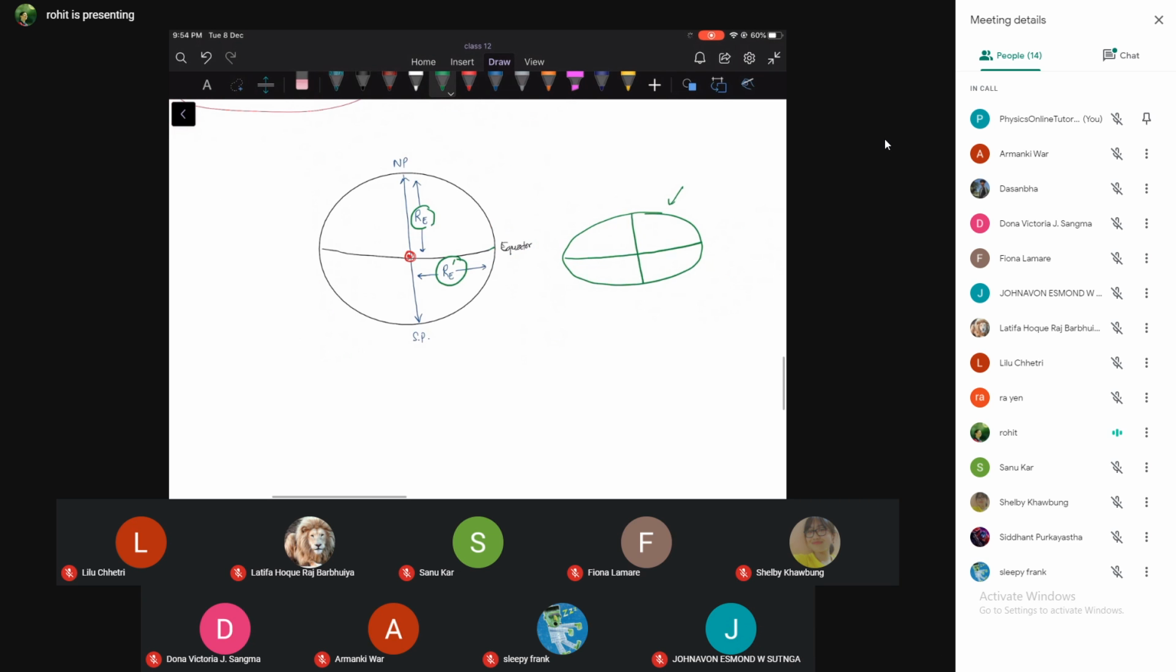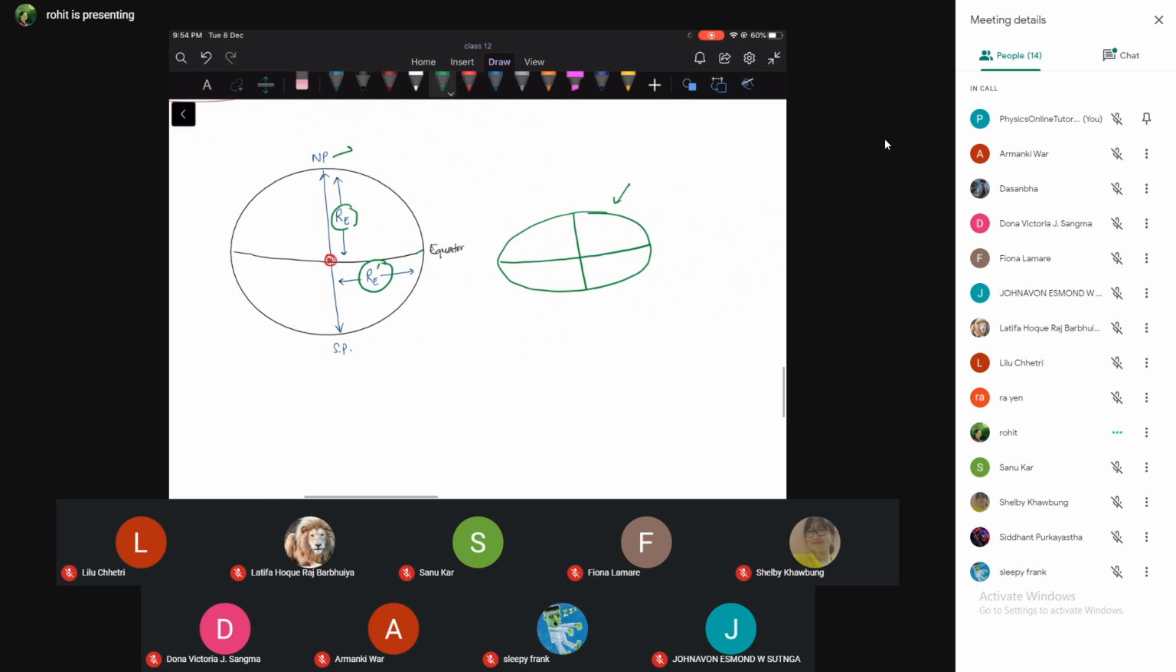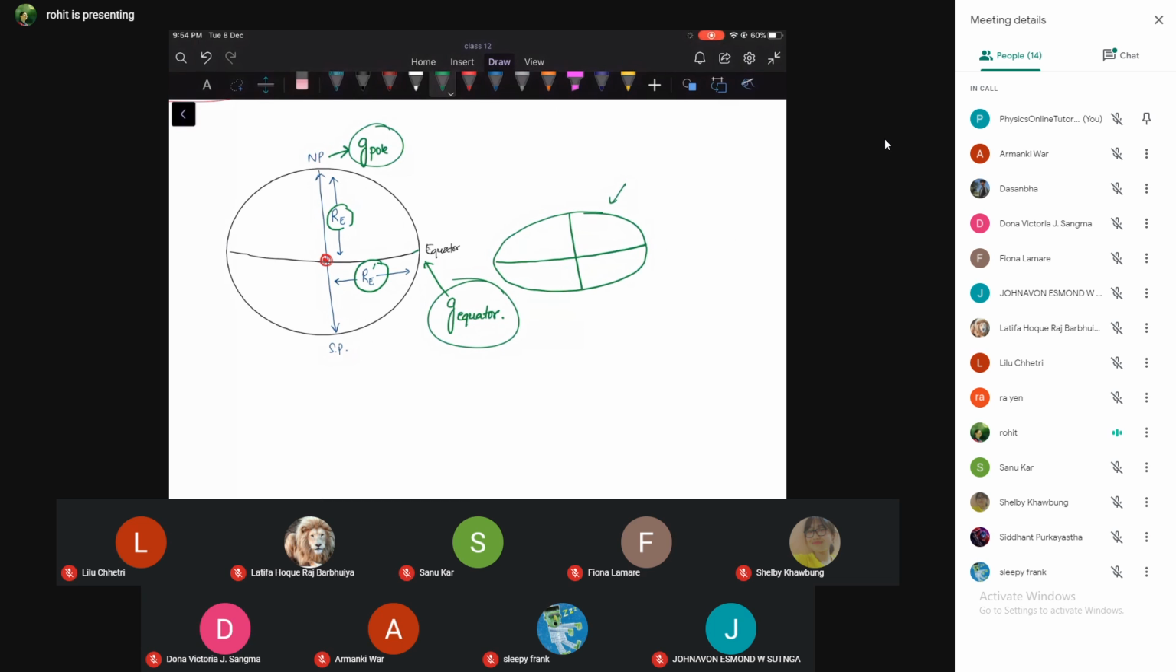Now my question is this. Where do we get a larger value, g at the equator or g at the poles? Which one is large? Where do you get more value of g, at the poles or at the equator?